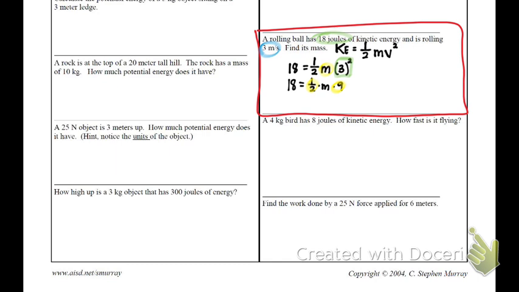What is 9 times 1/2? What is half of 9? Okay, so we have 4.5 multiplying with M. What do we need to do to get M alone? Divide both sides by 4.5. So you need to figure out what is 18 divided by 4.5.